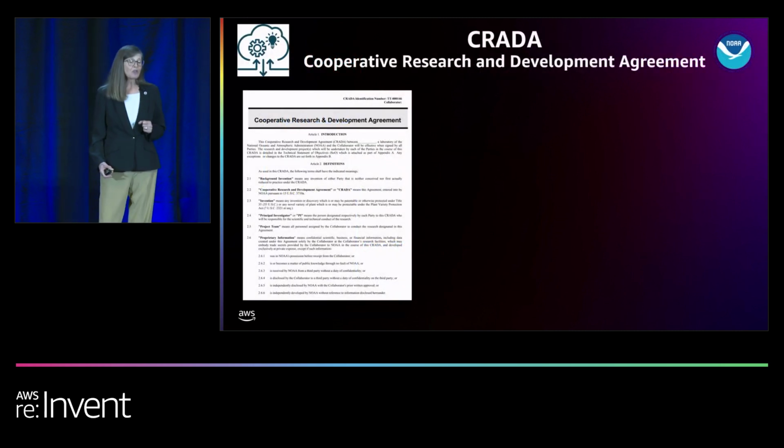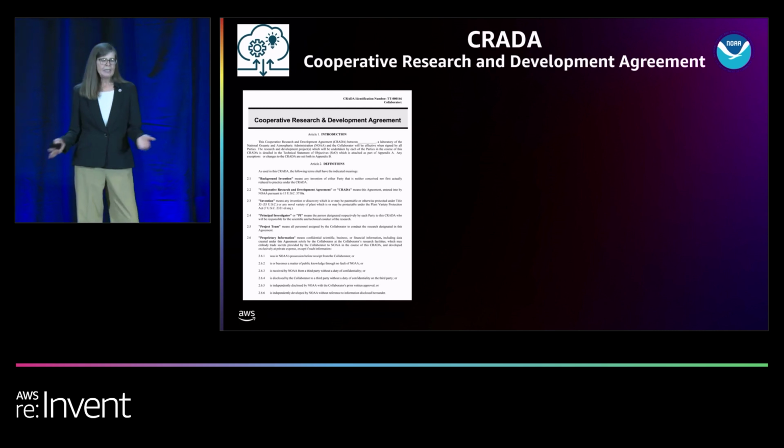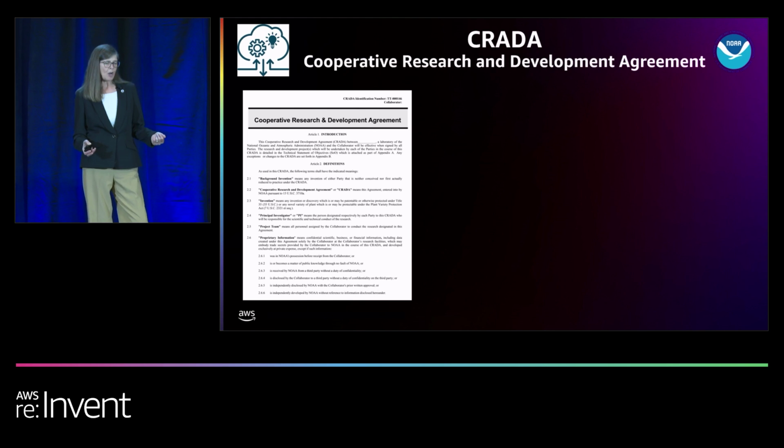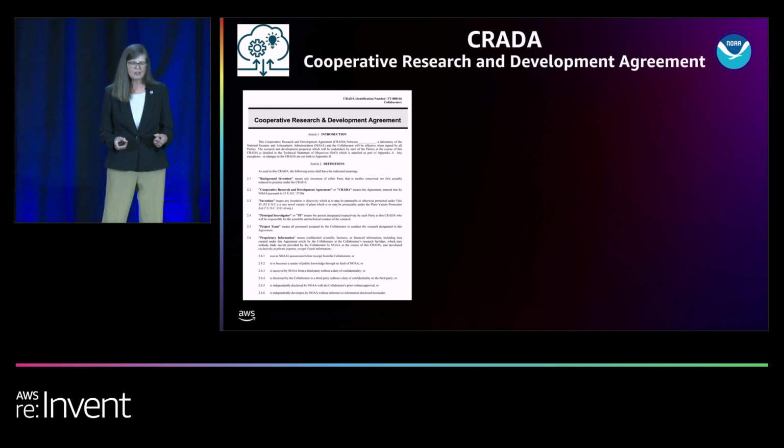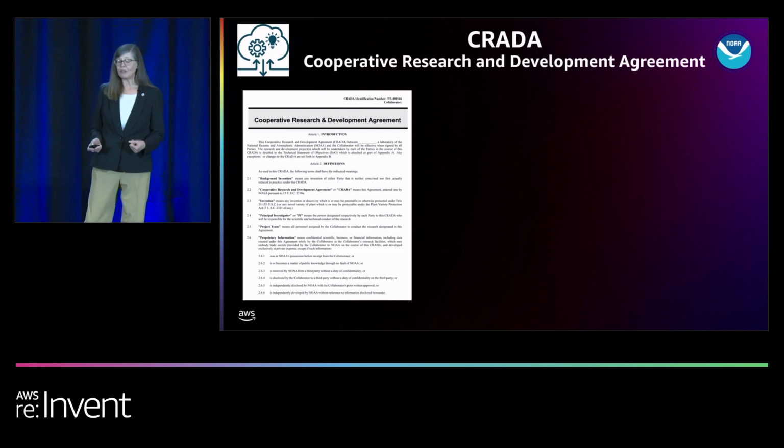You're asking, what is a CRADA? How can you get in on this type of effort? The Cooperative Research and Development Agreement, or CRADA, is a written agreement between a private US company, university, or other entity and NOAA. CRADAs are also one of the easiest and most flexible agreements for organizations working with NOAA.